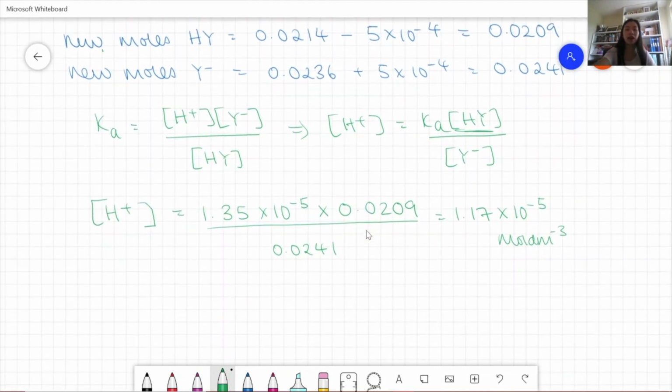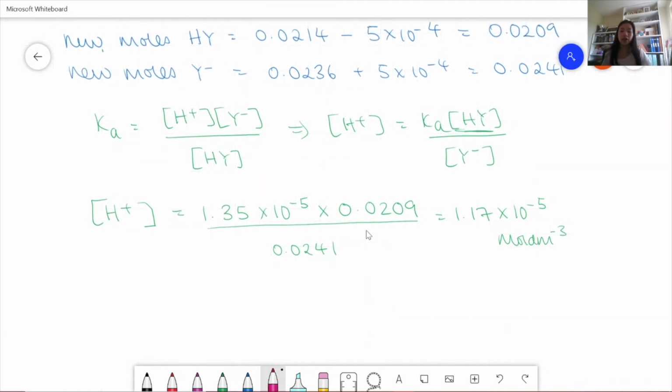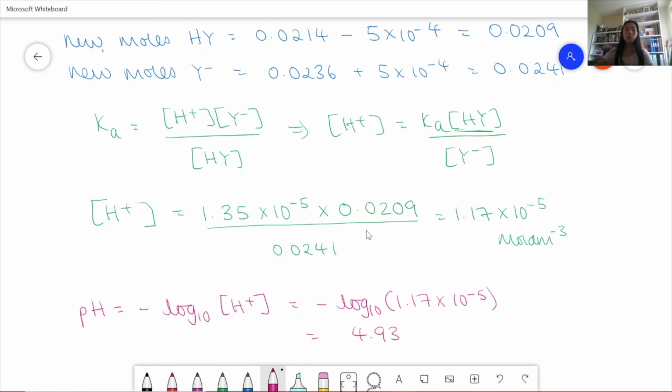And so now that we've got that, the final step is to use the pH formula. So we have pH is equal to minus log to the base 10 of concentration of H plus ions. So you have minus log to the base 10 of 1.17 times 10 to the minus 5, and this gives us a pH of 4.93. So as you can see, the pH hasn't changed very much from before we added the sodium hydroxide, and this is the whole point of buffers, because they maintain their pH, so it's maintained an acidic pH.